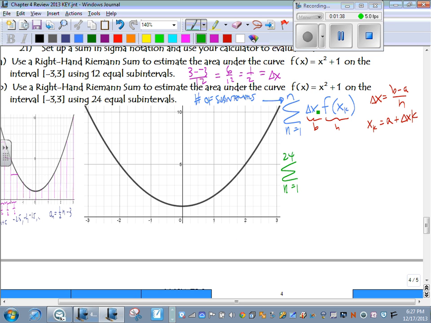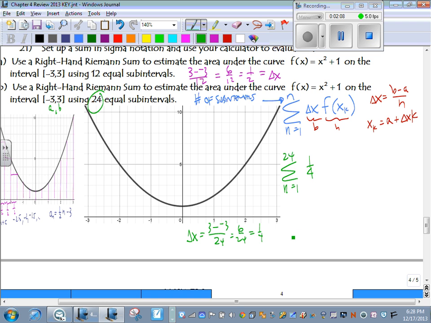Now we need to figure out what delta x is. Well, delta x is b minus a over n. So our b here is 3, a is negative 3. So we're doing delta x is 3 minus negative 3 all over n is 24. So we get 6 over 24, which is 1/4. So our delta x is going to be 1/4.